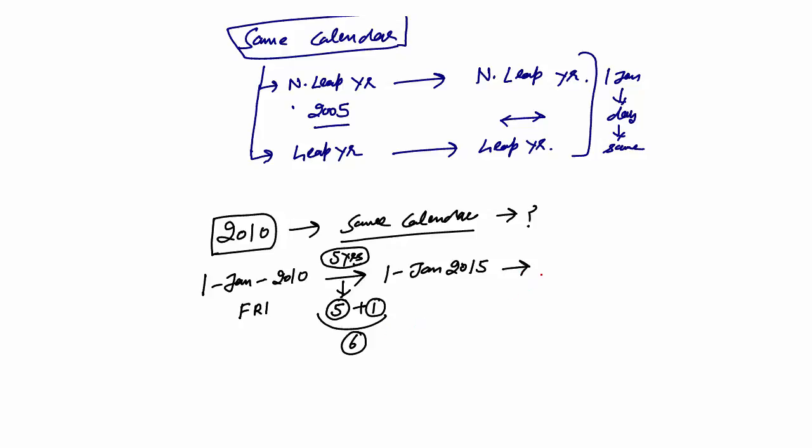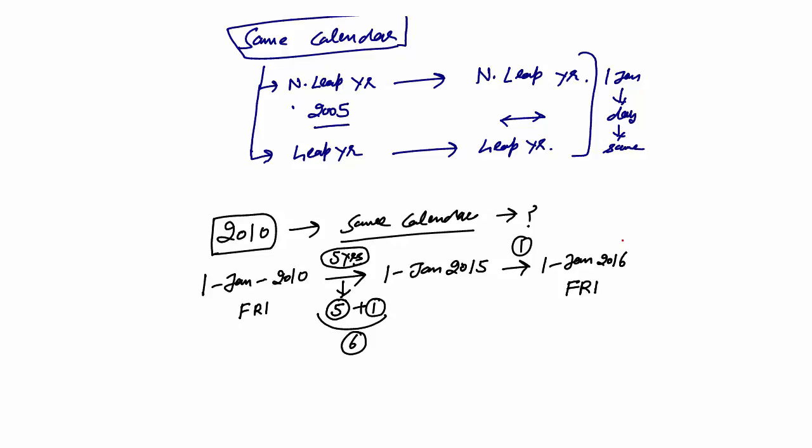Now I will move 1 year forward. 1st January 2016. Now January 15 to January 16 is 1 year, 1 odd day. Now total odd days are 6 plus 1, 7, or you can say 0 odd days. This will be a Friday, because 6 plus 1 is 7 odd days, 7 by 7 remainder is 0, so 0 odd days. Will it be the same calendar? No, because this is a leap year.